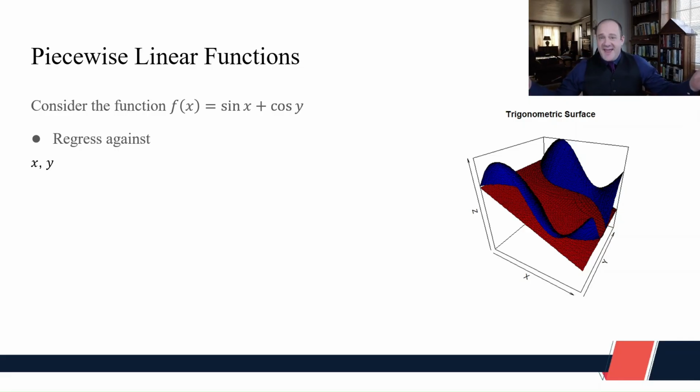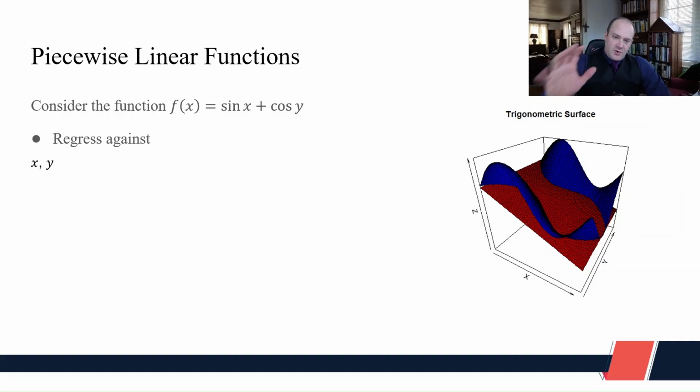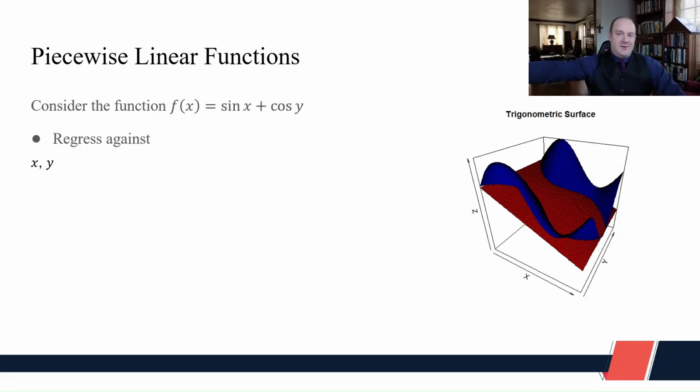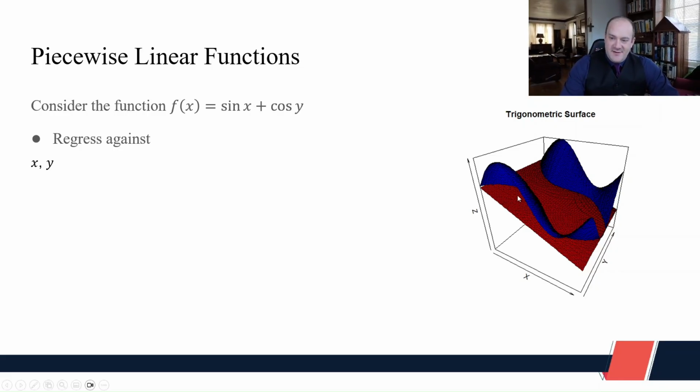The line does the best it can to balance the highs and the lows, but it's a primitive idea. And similarly, if you try to regress against just x and y on the trigonometric surface, what happens? You're going to get a constant plus something times x plus something times y. That's the equation of a plane, so it just slices through. It's flat. It does its best. You can see it's balancing the highs and the lows.